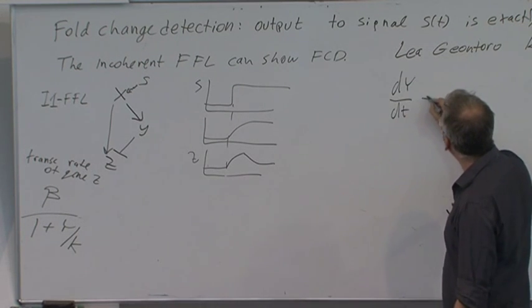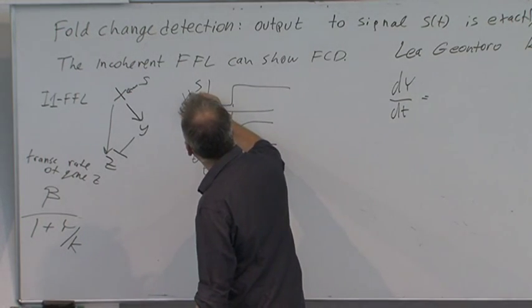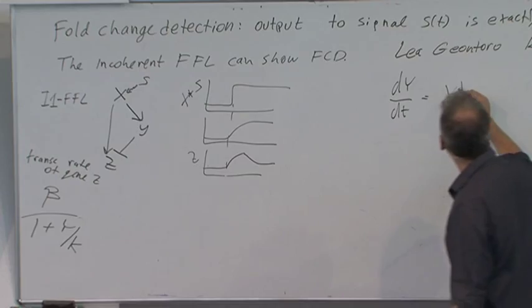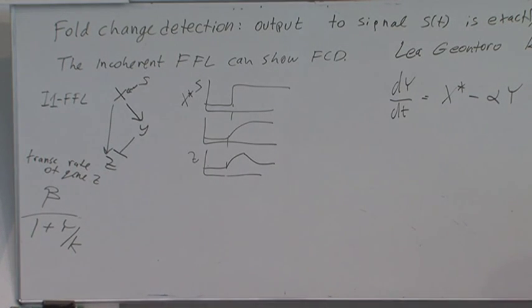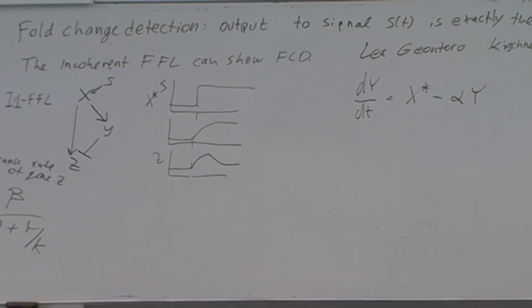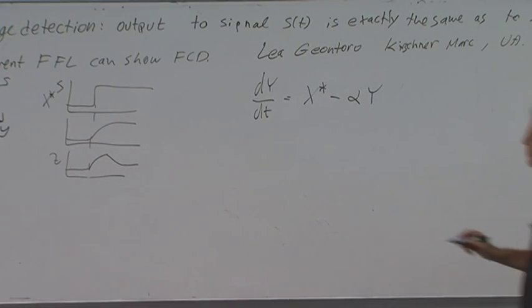The rate of production of y is basically x star minus alpha y, and this means that y can rise. And what about z?